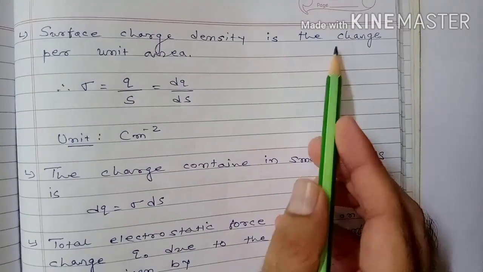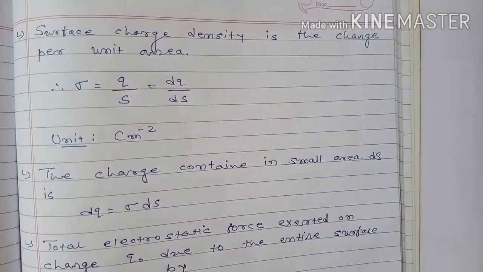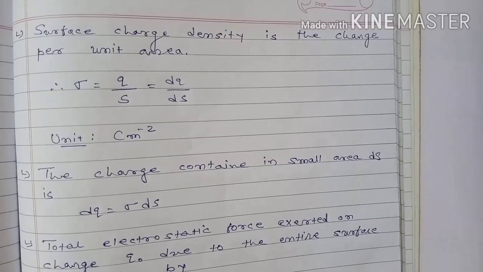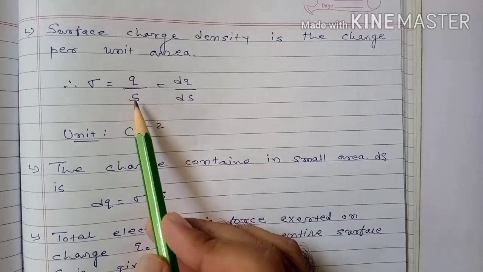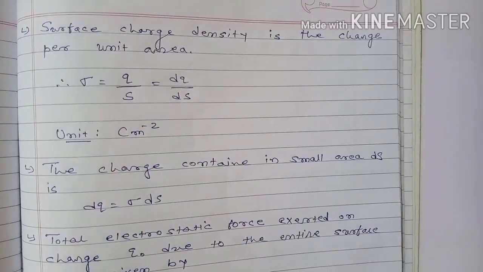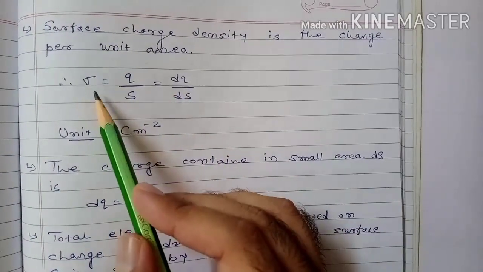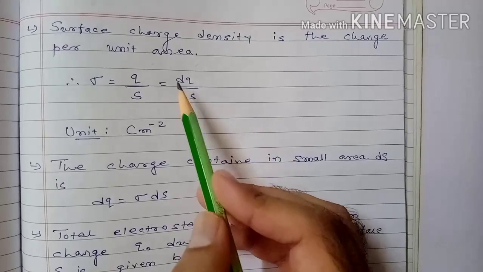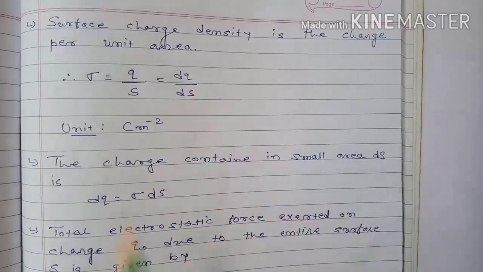Surface charge density is the charge per unit area. Linear charge density is charge per unit length. Surface charge density is charge per unit area. Therefore, sigma is equal to charge per unit area, q by surface area, that is S. If we have considered a small element having surface area ds, for that, surface charge density is given by charge per unit area, charge that is dq upon area of that element, that is ds.